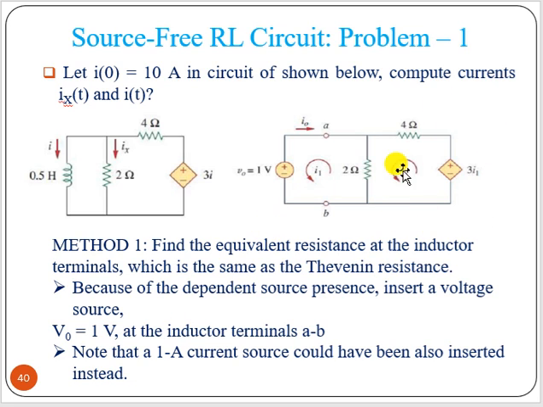Because we have a dependent source and no independent source, we have to insert an independent source of value 1 volt, find the current I0, then V0 by I0 is the RTH value. So this is the application of Thevenin theorem that you have studied in one of the lectures. Or we can include a 1 ampere current source here and find the voltage drop across that.